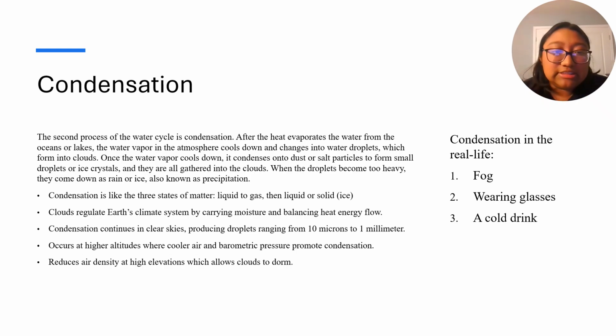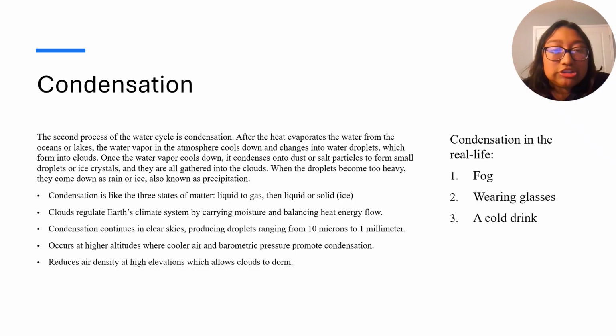Condensation. The second process of the water cycle is condensation. After the heat evaporates the water from the ocean or lakes, the water vapor in the atmosphere cools down and changes into water droplets which form into clouds. Once the water vapor cools down, it condenses into dust or small particles to form small droplets or ice crystals, and they are all gathered into the clouds. When the droplets become too heavy, they come down as rain or ice, also known as precipitation.